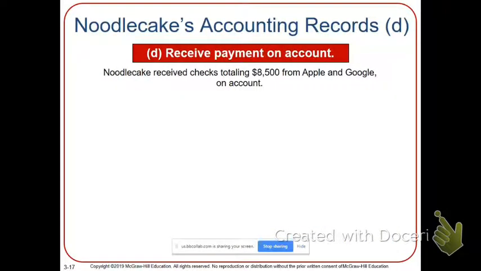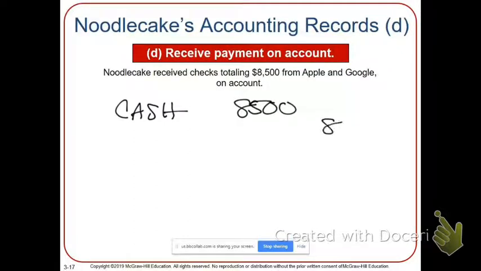All right, Noodle Cake received payment on account for what they had sold on account to Apple and Google Play. So we received some payment. So what did we get? That would be accounts receivable as the debit, or as the credit, I guess. Yes, I kind of helped you there. Cash should be the debit. Cash would be the debit, and accounts receivable would be the credit.